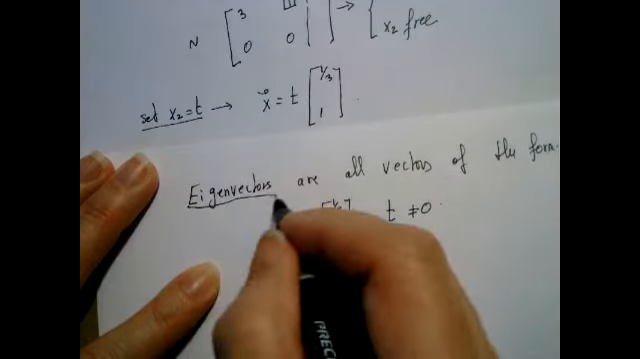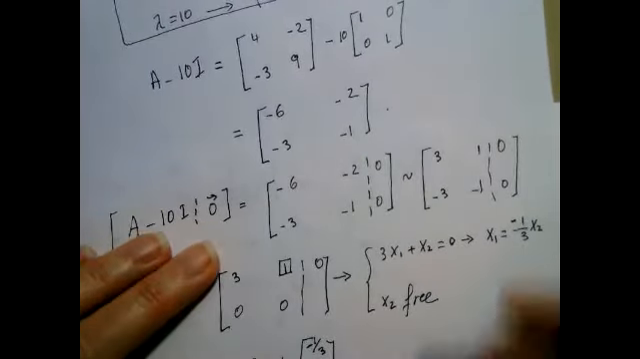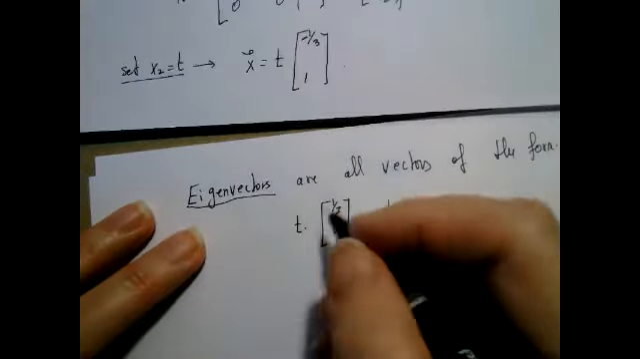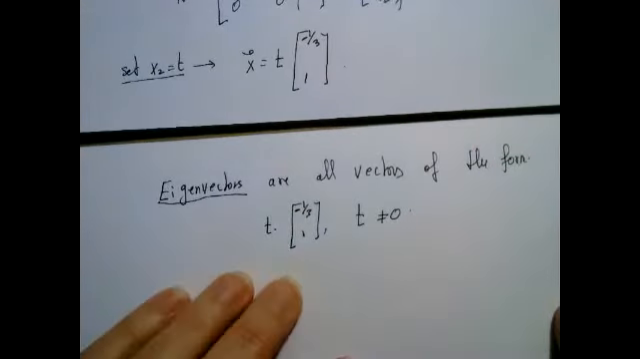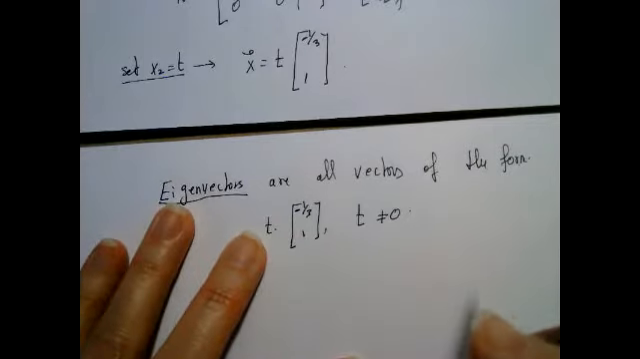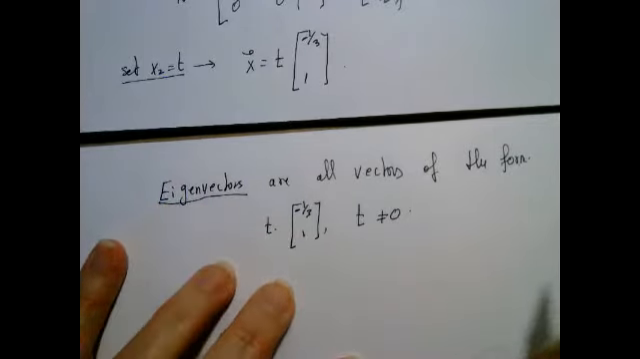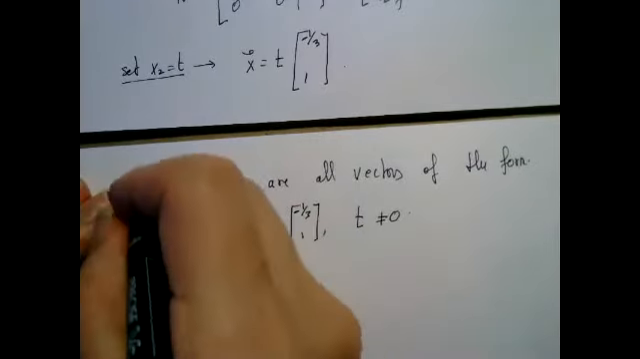Because isn't it negative 1/3? Did I make a mistake? Yeah, I think it's negative. Yeah, thank you very much. All right, minus a third and 1, where t is different from 0. Okay, those are the eigenvectors. And t is different from 0 because eigenvectors are non-zero vectors. That's the definition of eigenvectors. All right, so these are my eigenvectors.